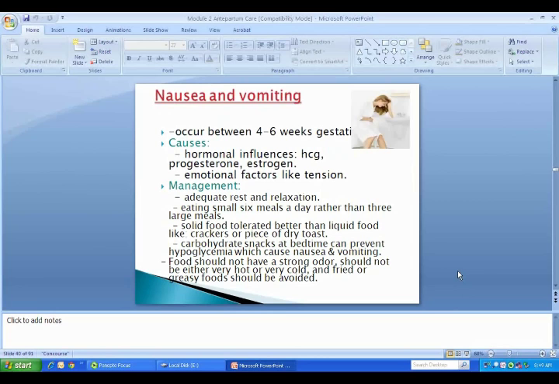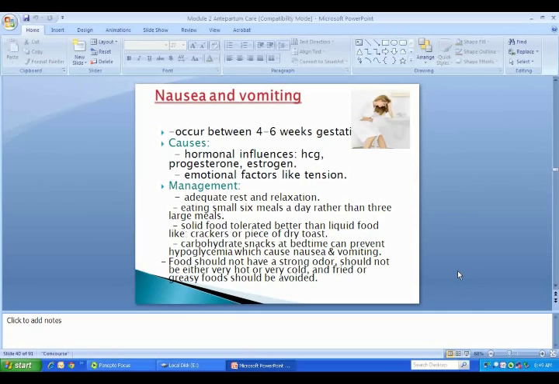Nausea and vomiting, that's related to the HCG. That's the hormone, again, that helps keep the corpus luteum thriving for the first few weeks until the placenta can create its own estrogen and progesterone to support the pregnancy.